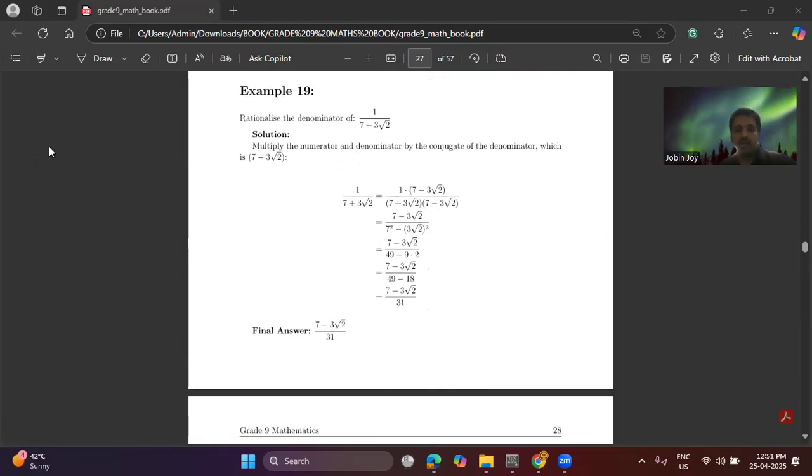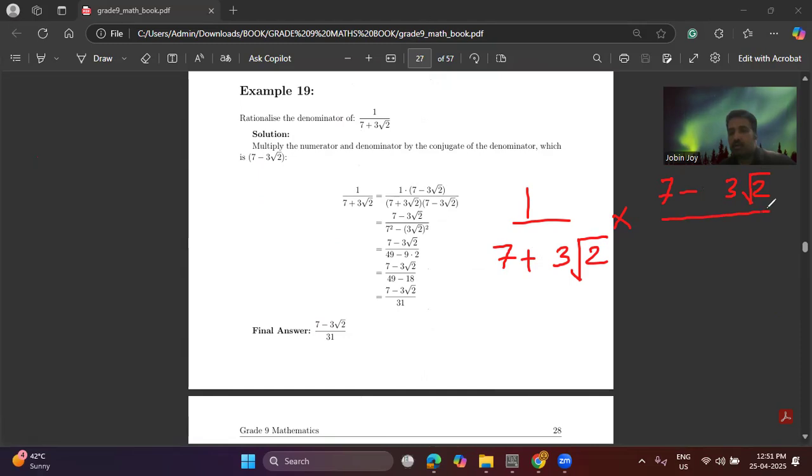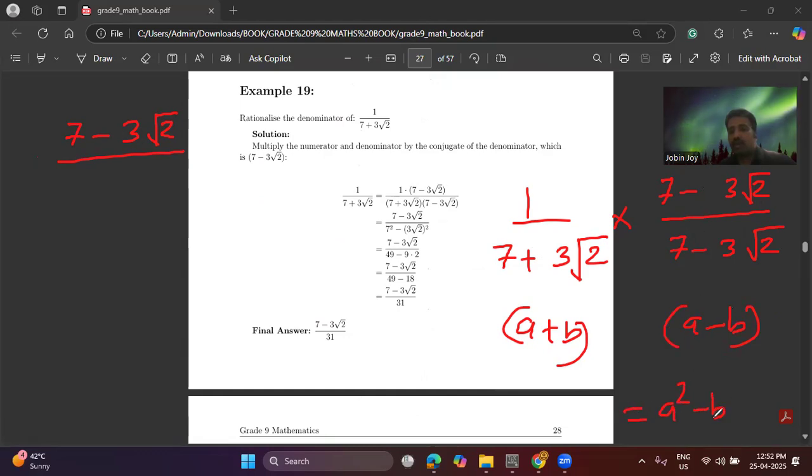Then coming to the next one, that is 1 by 7 plus 3 root 2. Here the sign is plus, so multiply with 7 minus 3 root 2 divided by 7 minus 3 root 2. So the numerator will be 7 minus 3 root 2 divided by, this is in the form of a plus b into a minus b. That means a square minus b square.